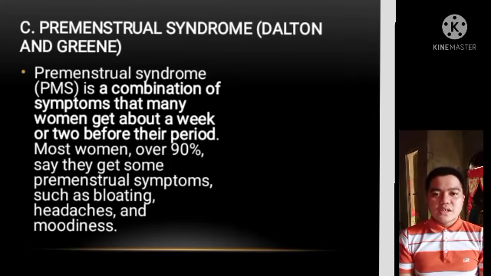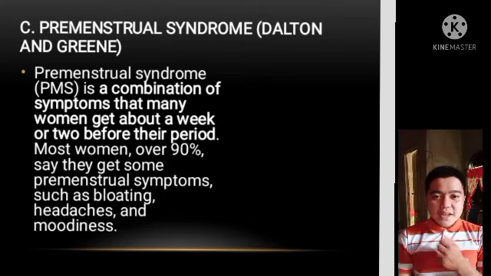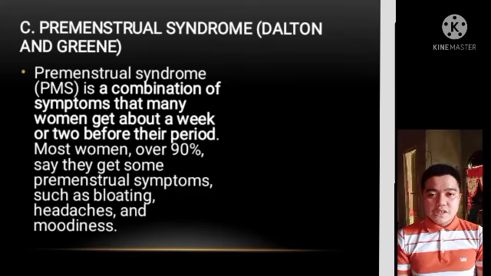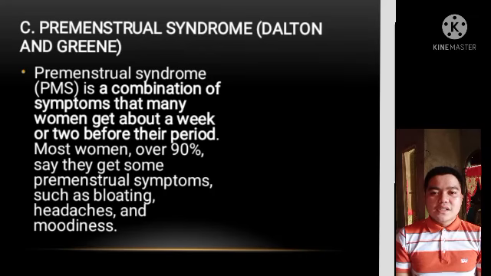Premenstrual syndrome is a combination of symptoms that many women get about a week or two before their period. Most women, over 90%, say they get some menstrual symptoms such as bloating, headache, and moodiness.